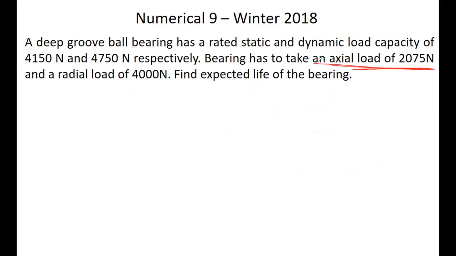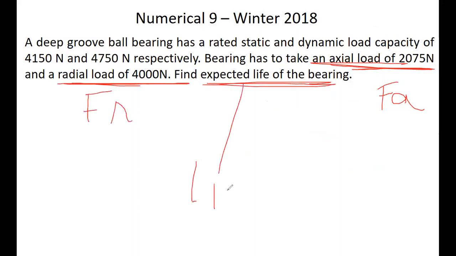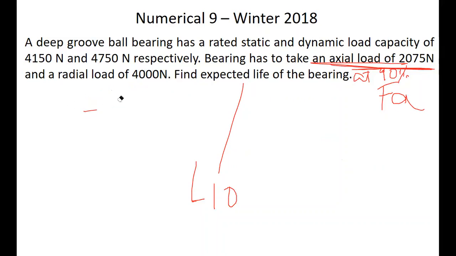Axial load FA is 2075 Newton. Radial load FR is 4000 Newton. Find the expected life of the bearing, L10, expected life at 90% reliability. Whenever the reliability is not mentioned, by default you assume 90% reliability. So 90% is L10. You have to find the L10 life in million revolutions.